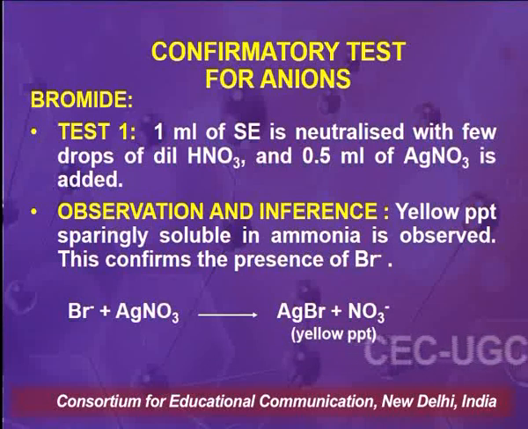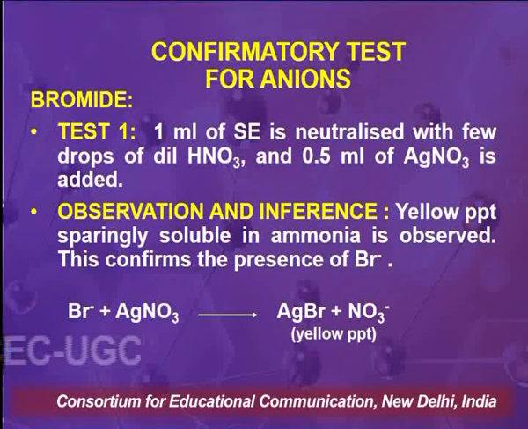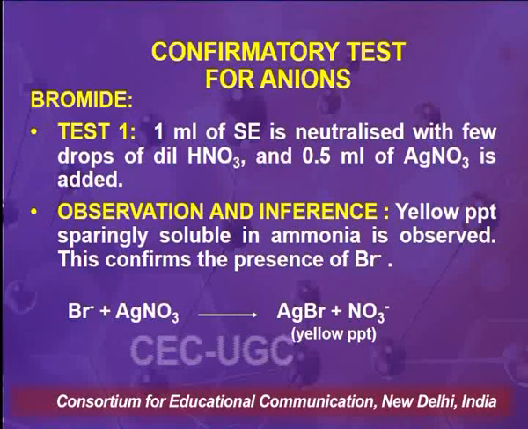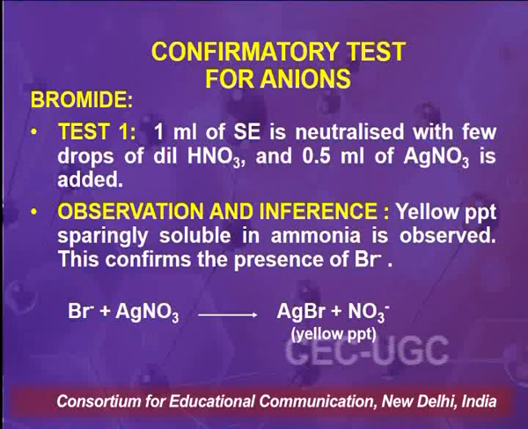in the mixture, and the chemistry involved is as follows, where bromide ions react with silver nitrate to form silver bromide, which is the yellow precipitate, and of course nitrate ions.